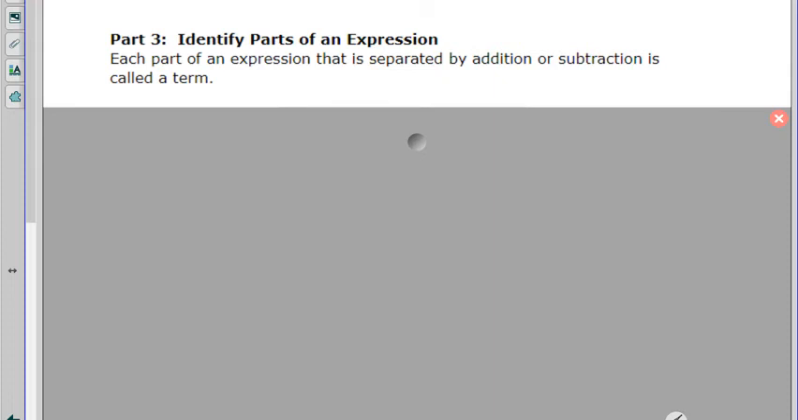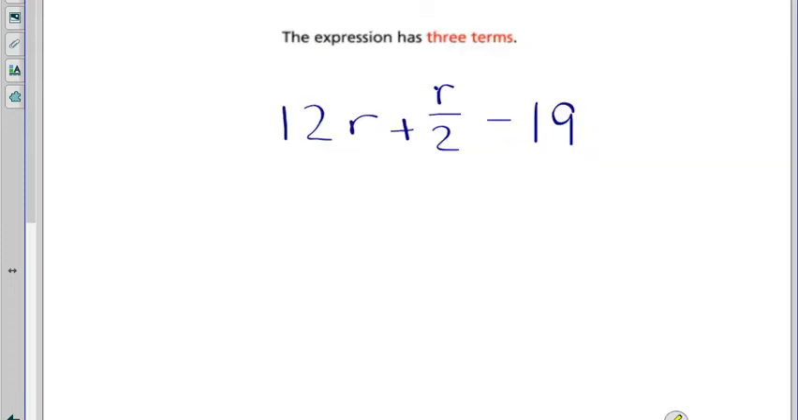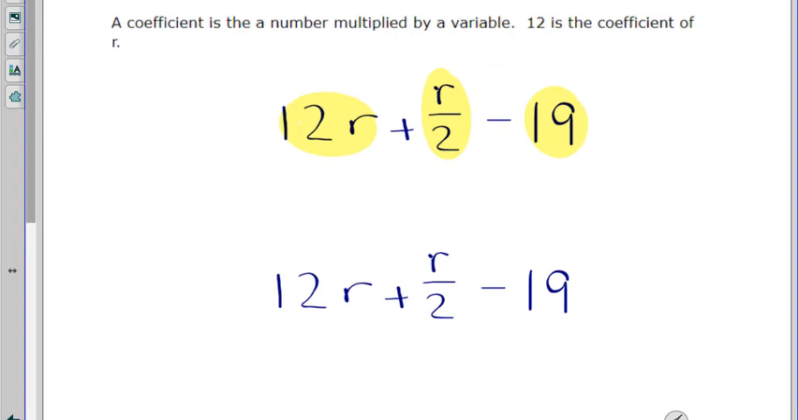So here's an expression, 12r plus r divided by 2 minus 19. And this one has 3 terms. Look, if I look at the addition and subtraction, it breaks it into this part, and this part. So this expression has 3 terms. All right, now sometimes within a term we talk about what are called coefficients. Co means to go with. So a coefficient is a number that goes with a variable. So in this case, 12 is the coefficient of r. Okay, if I asked you for the coefficients of that expression, you would look at 12 as a coefficient.